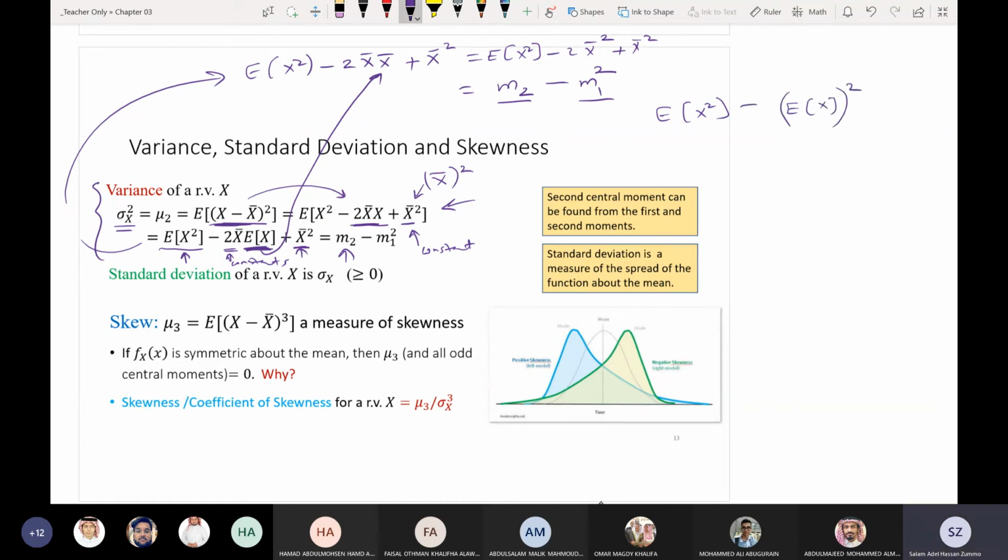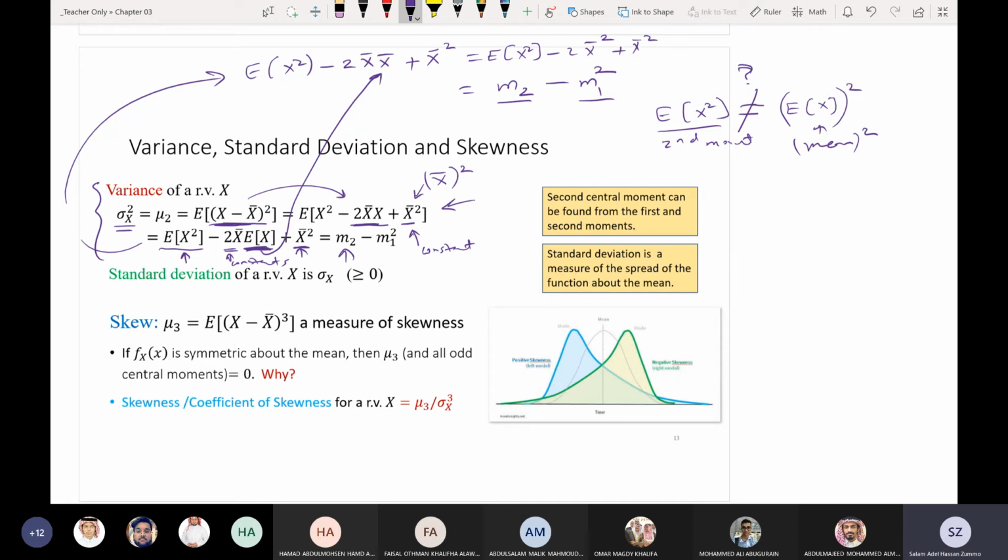What relation do you think they have? Are they equal or not equal? Not necessarily. So basically not necessarily equal. Maybe by coincidence they are equal, but not necessarily equal. So these are two different things. This is the second moment and this is the mean squared, the first moment squared.